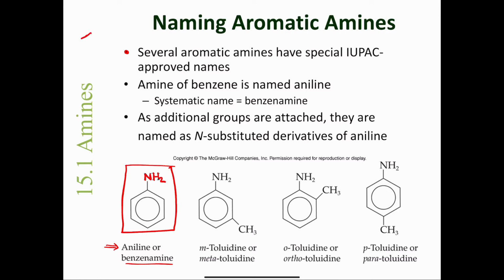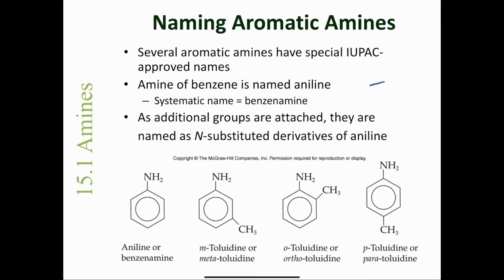Now you probably remember this molecule here. If I take a benzene ring and if I put a methyl group on it, it becomes toluene. So when I have a methyl group on my amino, it's called toluidine, and that's a common name. So if I have a 1,3 substitution pattern, I call that metatoluidine. If I have a 1,2 substitution pattern, it's called ortho. And if I have a 1,4 substitution pattern, of course, it's called paratoluidine. And the last point says that as additional groups are attached, they are named as N-substituted derivatives of aniline.